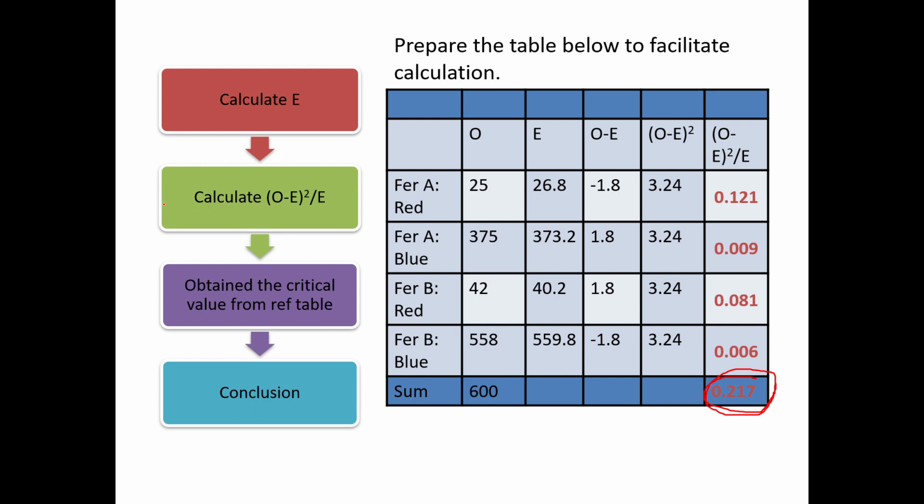Now move to step 3 to obtain the critical chi-square value from the reference table. Refer to the table and you will be able to get the critical value. But the question over here is that what is your degree of freedom over here to refer to? So the p-value is 0.05. So by default, we always follow 0.05 unless usually in your exam, it will be mentioned what is your p-value number. 0.05 over here.